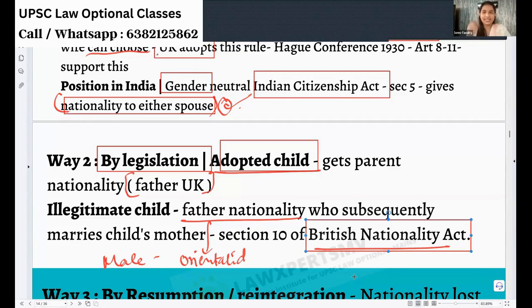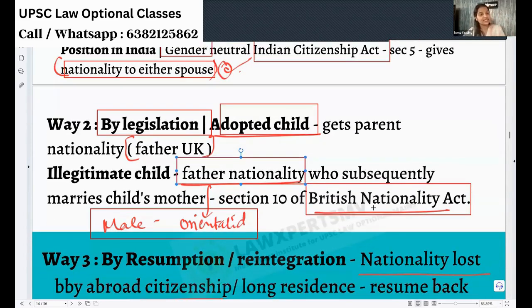So, a child is born illegitimate. To whose nationality will the child go? We all will think the mother's nationality. Yes, it is right. But Britain sometimes is male oriented. So the child has an option to get the nationality of the person who marries the child's mom. After the child is born, in case someone comes and says that I'll marry you along with the child, this man's nationality can be chosen by the child. That is given in the British Nationality Act. So by legislation, you can give the example of an adopted child and give this law as well.